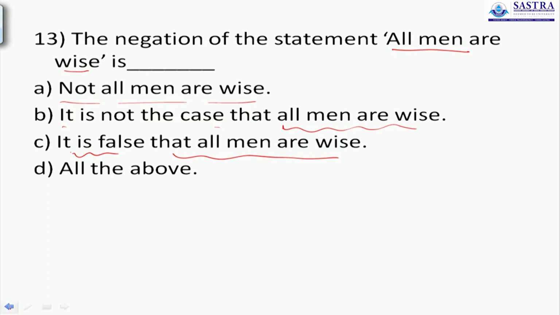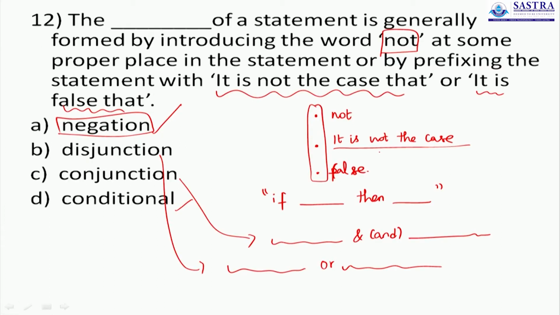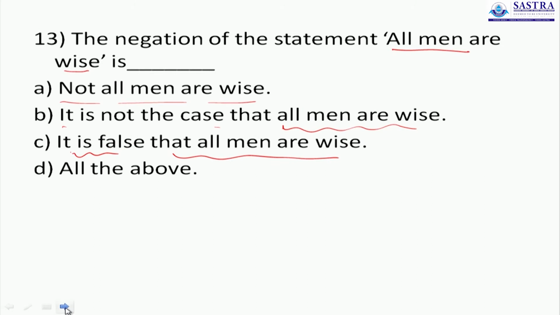Now as we saw in the previous slide, each of these three methods can be used to define the negated version of a statement, and that is what is done. Option A negates the given sentence, option B also negates the given sentence, option C also negates the given sentence. Therefore all three options are right. So all the above talks about the negated version of the given sentence.